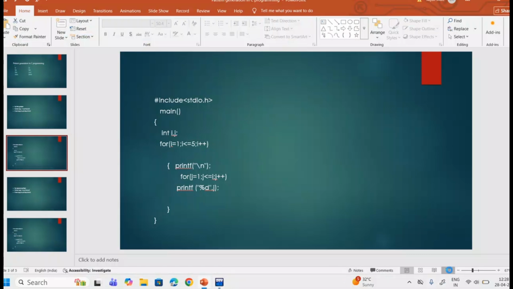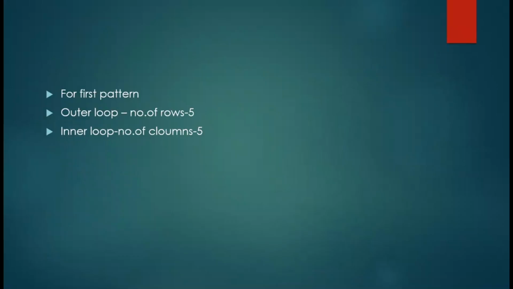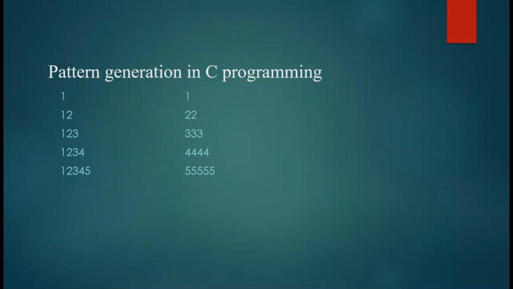So the second pattern that we want to display is 1, 2, 2, 3, 3, 3, 4, 4, 4, 4, 5, 5, 5, 5, 5. So if you observe it carefully, here we are actually going to display the row number. So the first row is 1, second row means 2, 2, third row 3, 3, 3, fourth row 4, 4, 4, 4 and 5, 5, 5, 5, 5. And we know that the row number is represented by the variable I.